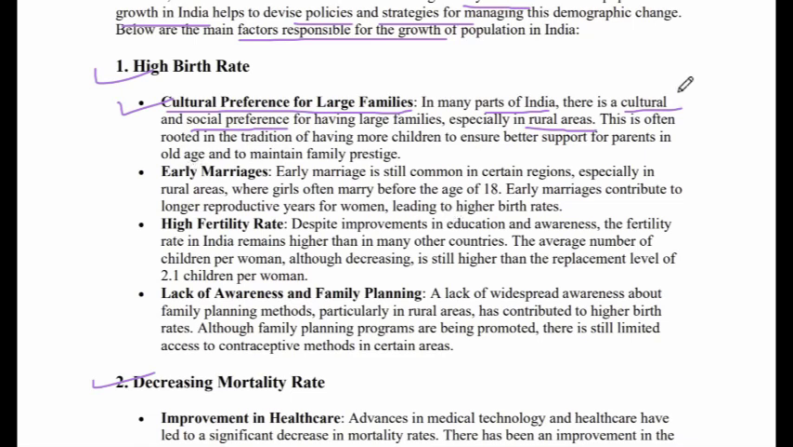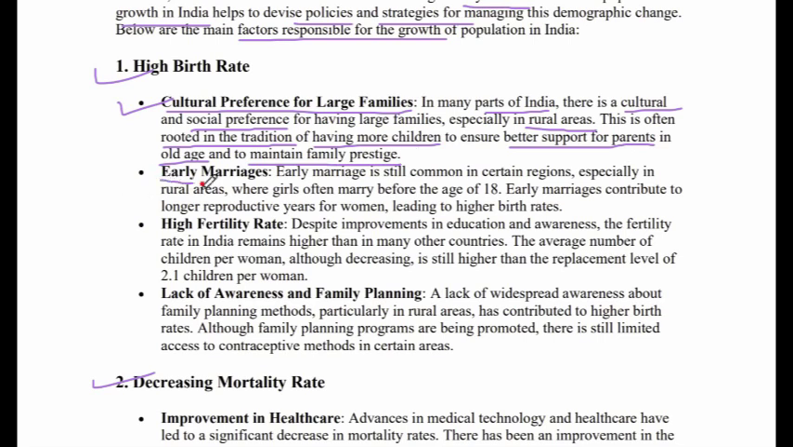Of course, when it comes to culture or societal preferences, it is rooted in tradition itself that the couple should have more children to ensure better support for parents in old age. That is the mentality: who will support us in our old age, our children will do that. So more children will be much better, and also to maintain the family's prestige. These are all notional ideas of the traditional concept of the large family, and that has been going on even today.